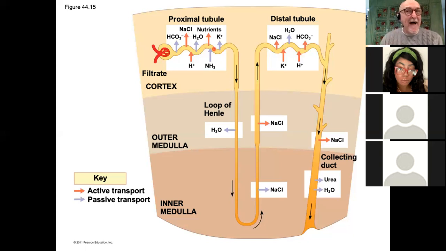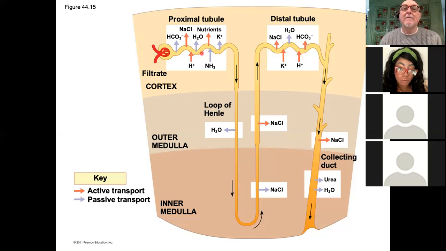We also recover other useful ions, potassium, for example, and actively move the nutrients, amino acids, glucose, that sort of thing, out of the filtrate and back into the blood circulatory system. This is also a place where we excrete the small amount of ammonia that we produce as a byproduct.